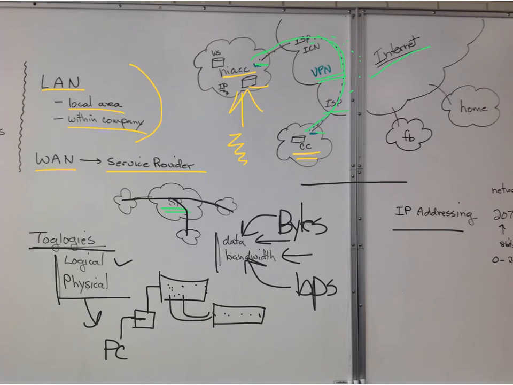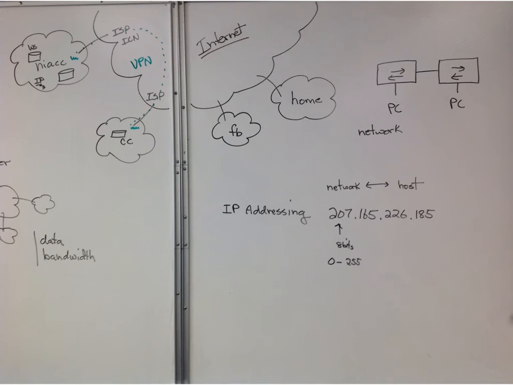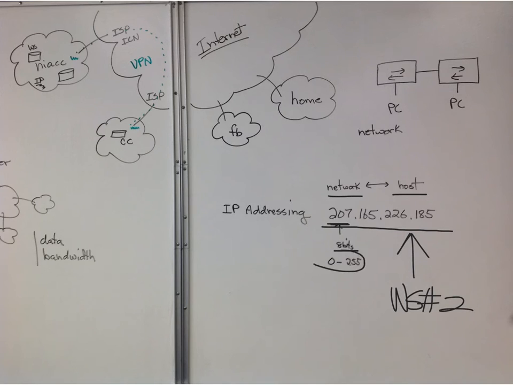Alright, now we're going to look at the addressing. Part of the address is the network, and part of it's the host. I wrote down this public address that we use to access that work server number 2. Each one of these numbers is represented by 8 bits, which gives us 256 combinations. So counting 0, we can have a number 0 to 255.